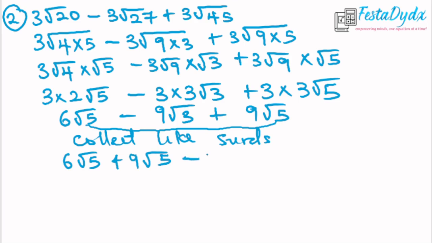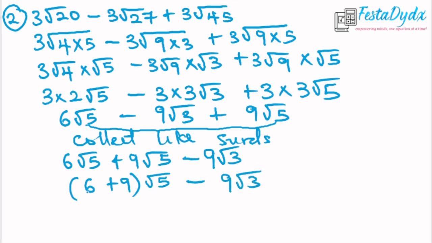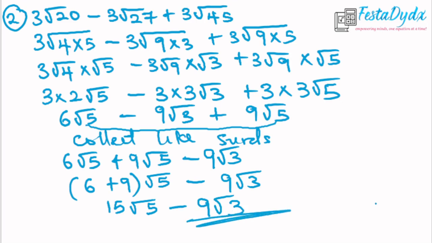Then we are left with minus 9 root 3. So adding these two together, 6 plus 9 in a bracket, we'll have root 5 minus 9 root 3. So 6 plus 9 will have 15 root 5 minus 9 root 3. So we're going to stop here because we no longer have any like surd. We'll have here root 5 and we'll have here root 3. They are not similar. So this is where we're going to stop, and this is the answer for number 2.